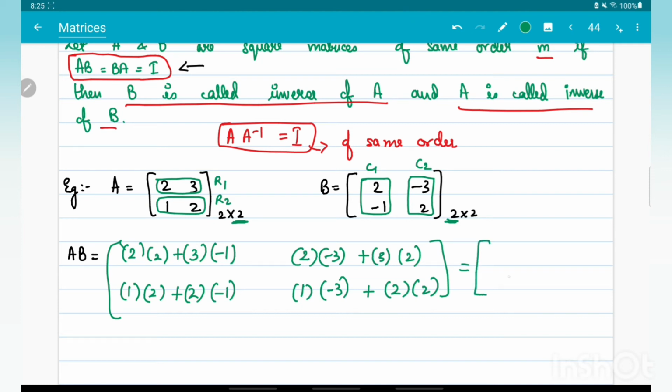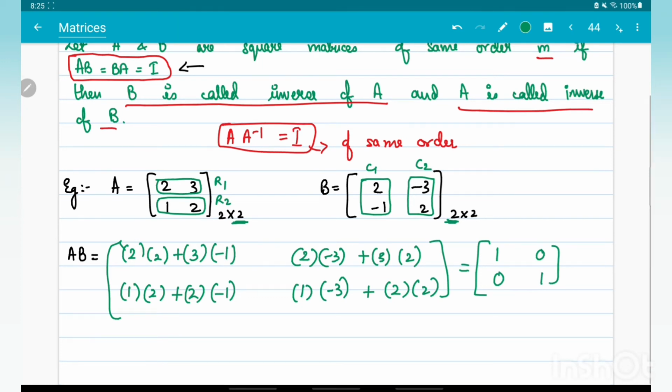I get the matrix, that is, my final answer will be [1 0; 0 1]. Okay, so this is what I get finally after solving this, that is A cross B is equal to this, and this is nothing but my identity matrix. Okay, so if you remember, your identity matrix was the one in which the diagonal elements are equal to 1 and the rest of the non-diagonal elements should be 0. So that is your identity matrix. So here you can see A cross B is equal to my identity matrix.